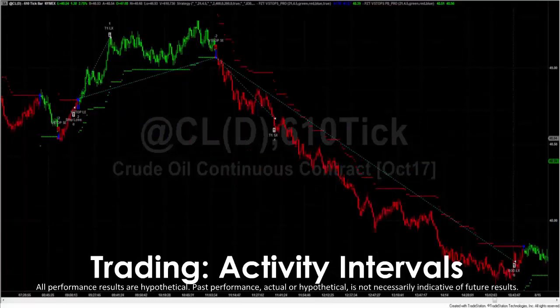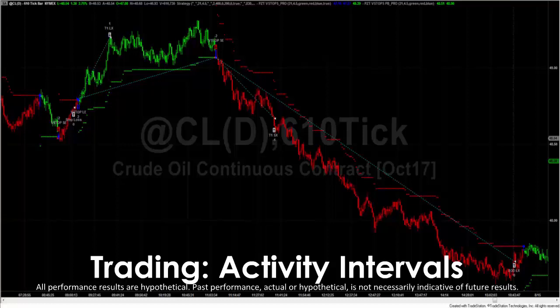Another way that we can use VSTOPS is that we can apply it to activity intervals. While time-based charts are maybe the most popular in intraday market analysis, TradeStation also has a pretty awesome selection of activity intervals that include tick, volume, and volatility type charts. Right now we're looking at a 600 tick chart of the crude contract, the CL.